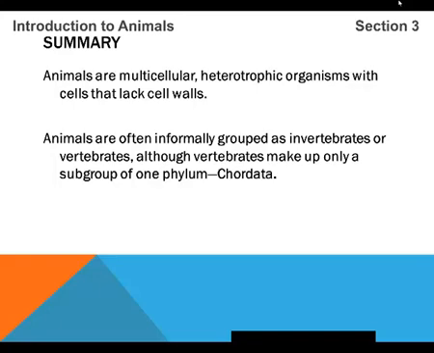Remember also that heterotrophic means organisms have to go consume food. They can't make their own like autotrophs do. And multicellular simply means that animals are made up of more than one cell. Animals are often informally grouped as invertebrates or vertebrates, although vertebrates make up only a small portion of all of the animals on the planet. Specifically, only one group or one phylum called Chordata.